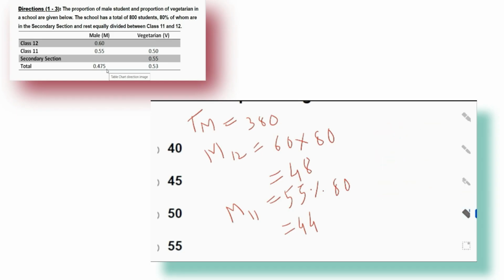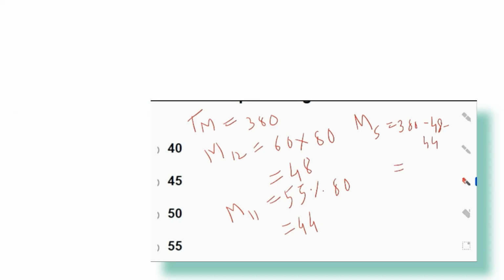Okay, so now our task is the total number of male present in secondary section. So male in secondary section is total number of male students, that is 380, minus male in 12, that is 48, and male in class 11, that is 44. Okay, so if you calculate this, then this number becomes what? So this number becomes 288.